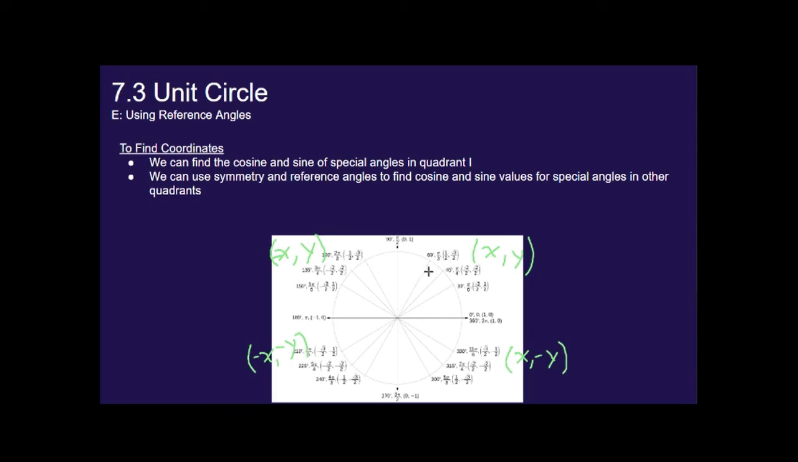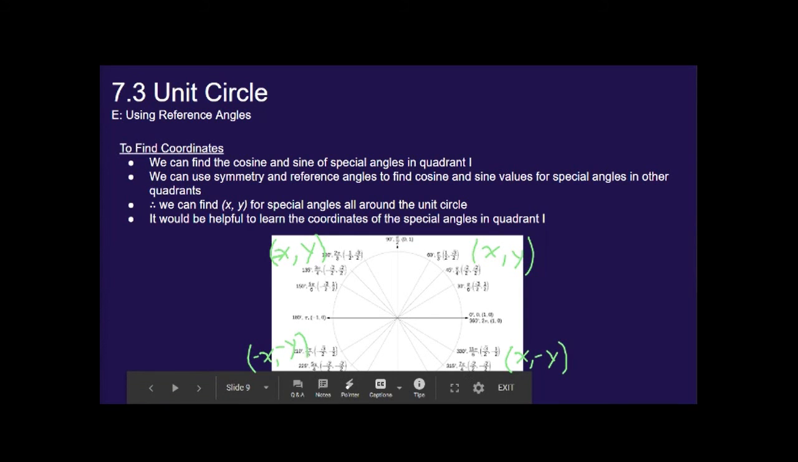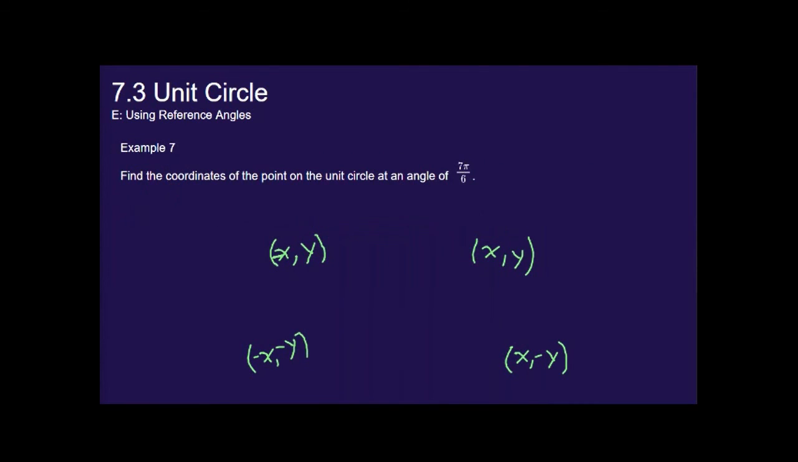Okay, so if we find the sine or cosine in quadrant 1, we know that those are the x and y coordinates. And then if we know what quadrant the angle we're actually working with is in, we can find the x and y coordinates of that angle. Therefore, we can find x and y for special angles all around the unit circle. It would be helpful to learn the coordinates of the special angles in quadrant 1. And of course, if you have memorized the trigonometric functions of those special angles in quadrant 1, then you would also know the coordinates. So let's go ahead and do some of these.